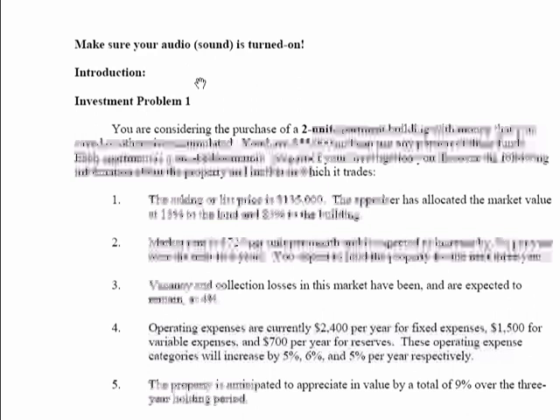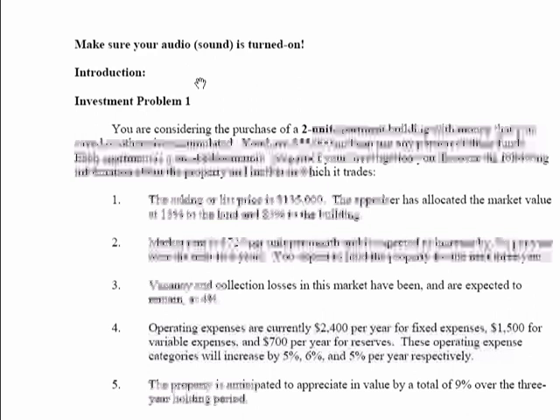The fourth input, operating expenses, are currently $2,400 per year for fixed expenses, $1,500 for variable expenses, and $700 per year for reserves. So our fixed expenses might be things like property tax, property insurance. These are two classic fixed expenses, and they're called fixed expenses because fixed expenses don't vary much with occupancy. The property could be vacant or it could be 100% occupied. We still have to pay our property tax, which is set at the beginning of the year, and we still have to pay our property insurance.